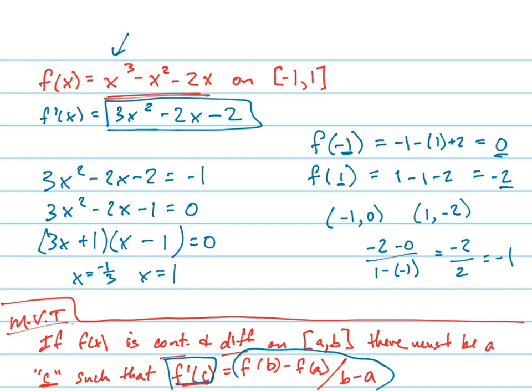Now, which one of those is inside there? They are both inside there. So both of those are your c values. Yes, so there happen to be two c values inside there. They don't have to be inside there, but those both happen to be inside there. Got it? So those are your two c values.